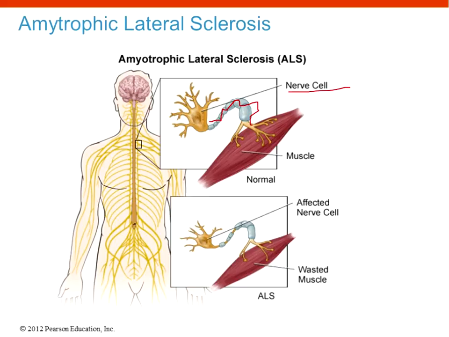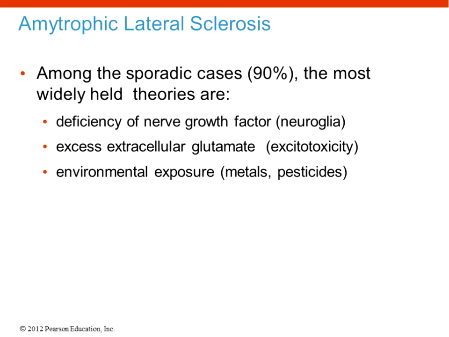And so in ALS, the motor neurons are destroyed and damaged. The impulses don't get to the muscle. The result is a wasted muscle, and the muscle atrophies and cannot contract, okay? Among these sporadic cases, the most widely held theories are issues with the glial cells, excitotoxicity, or perhaps exposure to some sort of metal or pesticide that could potentially cause these problems.